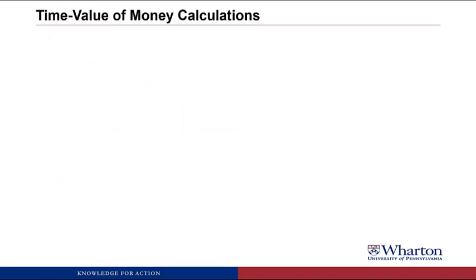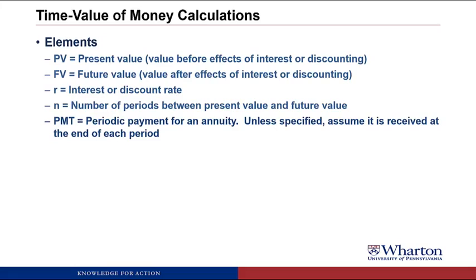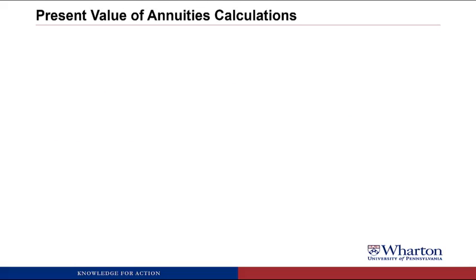So if we go back to our time value of money calculation abbreviations or elements, in the prior videos we had present value, future value, interest rate or discount rate, and number of periods. With annuities, we're adding one more element, and this will be the last element, which is PMT for payment. This is the periodic payment for an annuity, and unless specified, assume it's going to be received at the end of each period. So it'll be one of these ordinary annuities. So let's try doing some calculations of present values of annuities.